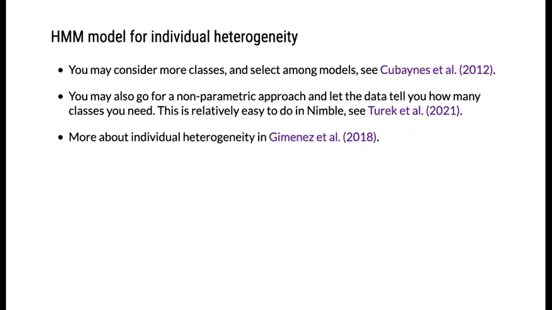There is another paper by Sarah who investigated a way to select among the number of classes. How can you tell whether it's better to have two or three or more classes? You may also go for a non-parametric approach and let data tell you how many classes you need. This is relatively easy to do in Nimble. See this paper by Daniel Turek that was just published. It's a bit technical, but everything is in Nimble and you just have to use that. It's available for capture-recapture models and also for occupancy models.